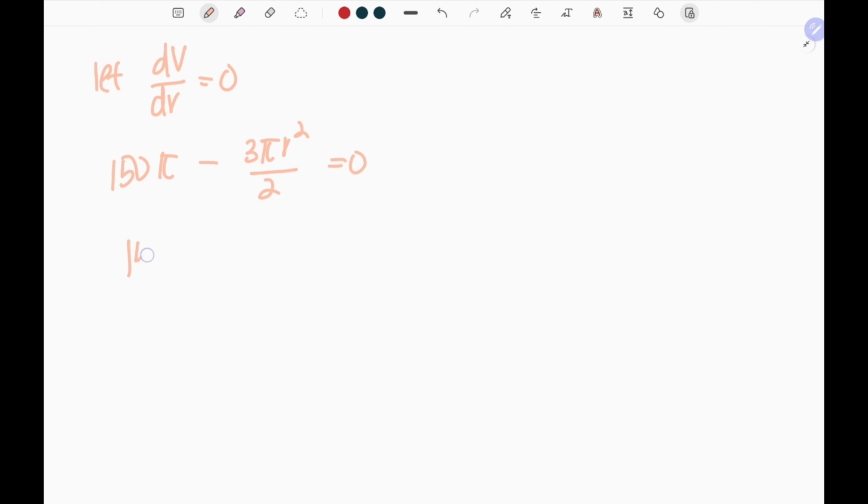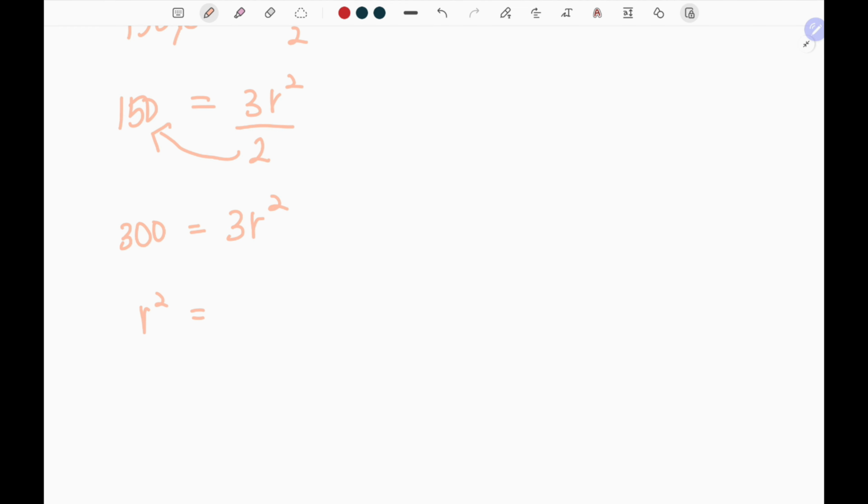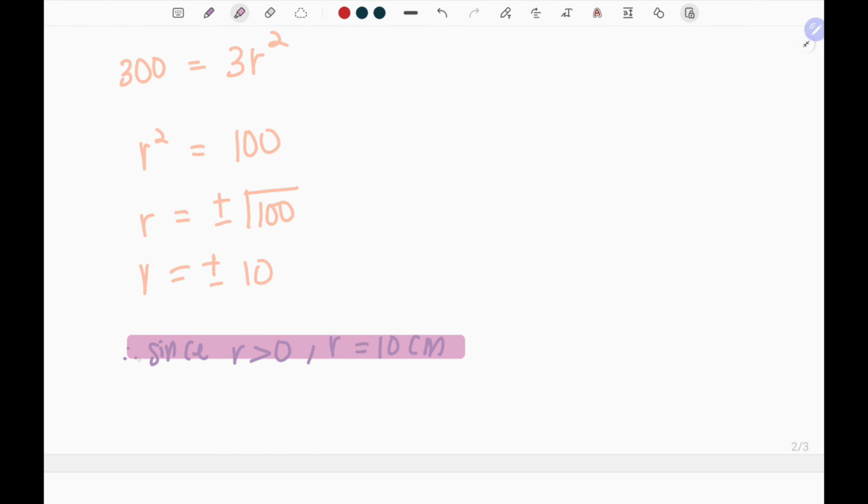Let R be the subject, so 150 pi equal to 3 pi R square over 2. Then we cancel out the pi and we get 150 equal to 3 over 2 R square. 300 equal to 3 R square, R square equal to 100, R equal to plus minus 10. Since R is more than 0, R equal to positive 10.